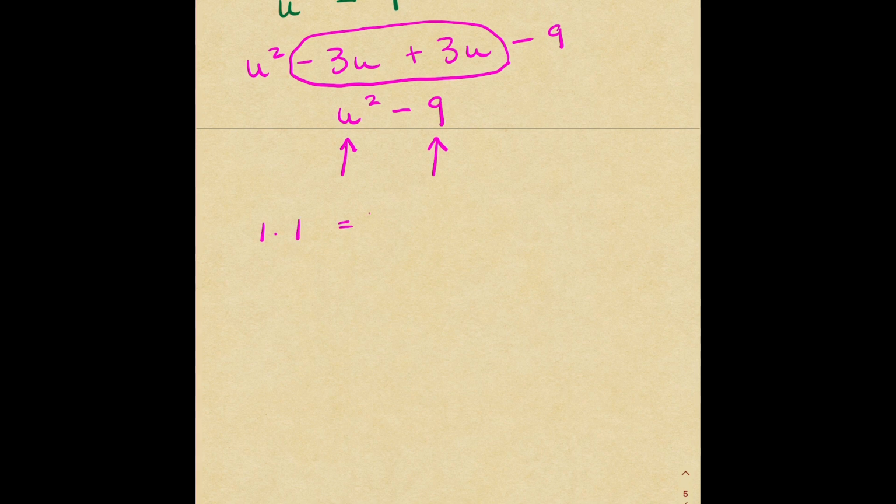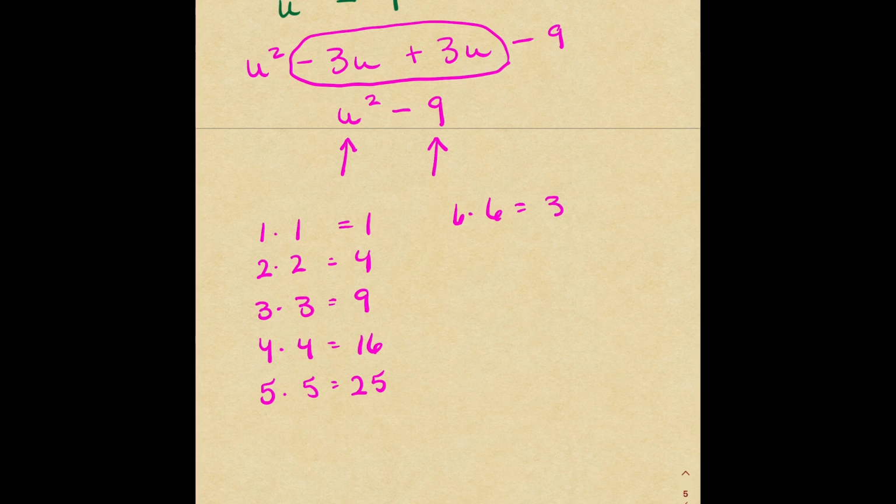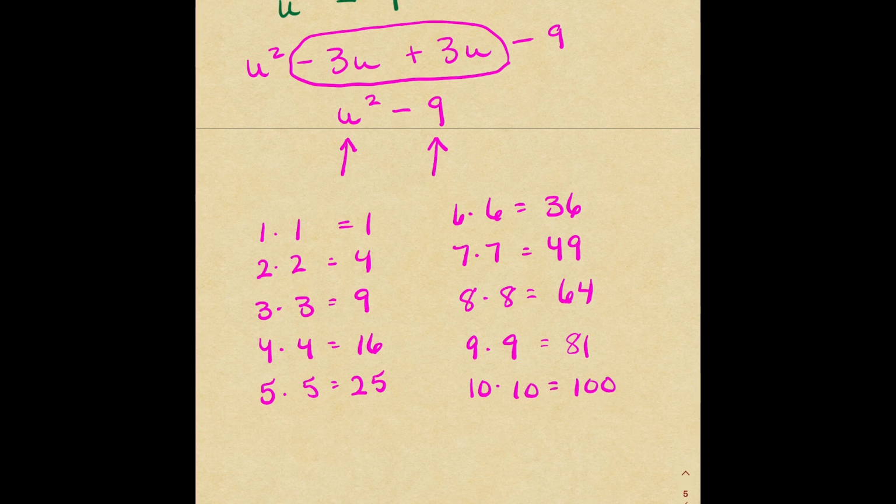So in your mind, if you need to practice up your perfect squares: 1 times 1 is 1, 2 times 2 is 4, 3 times 3 is 9, 4 times 4 is 16, 5 times 5 is 25, 6 times 6 is 36, 7 times 7 is 49, 8 times 8 is 64, 9 times 9 is 81, and 10 times 10 is 100. Practice those. You need to have them right there in your brain. I'm going to go ahead and wrap this up, and let me know what questions you still have.